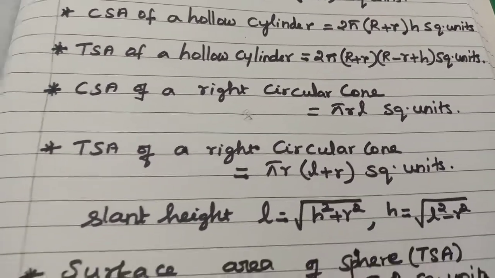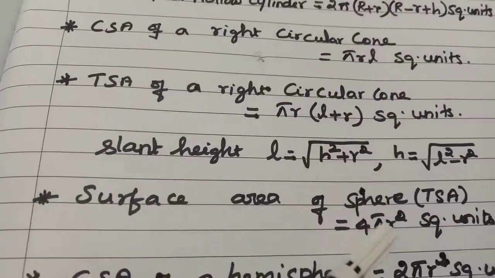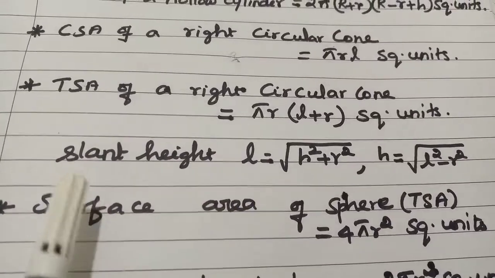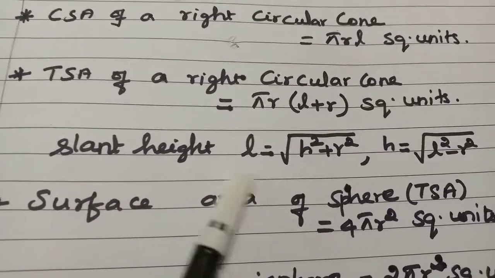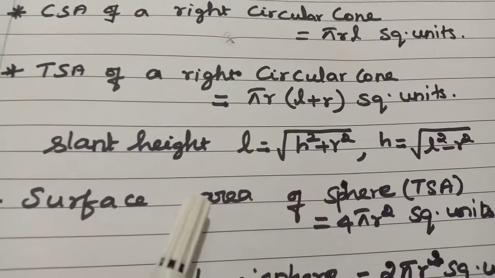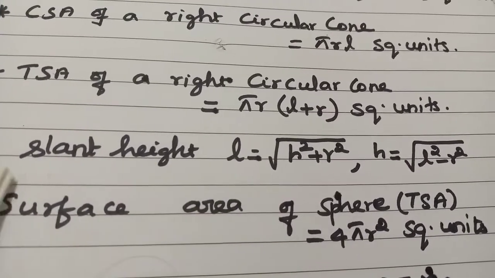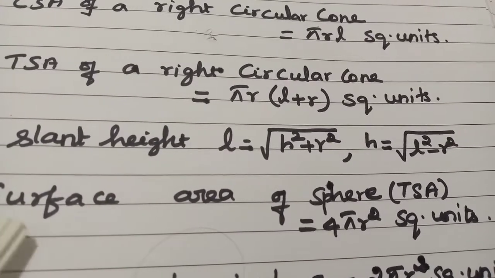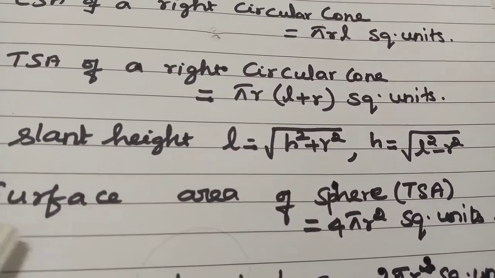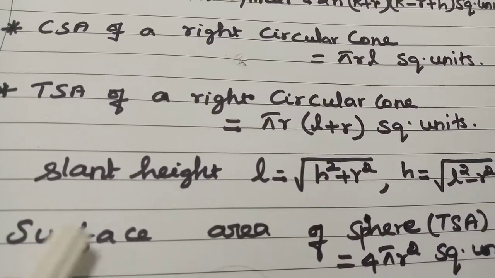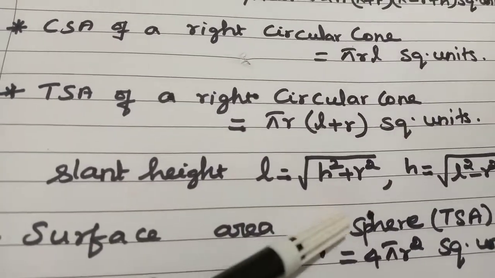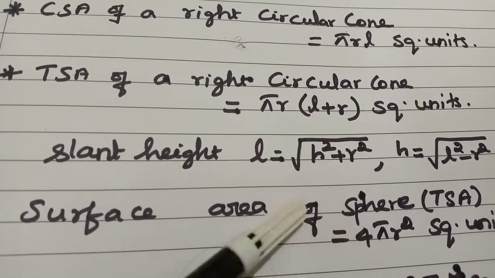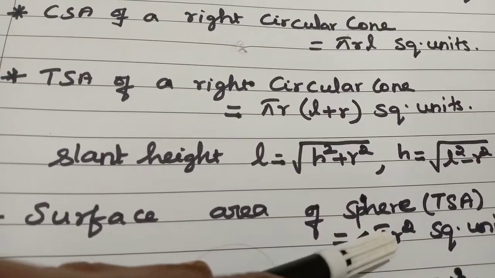Next, surface area of sphere. Surface area means total surface area. If only surface area is given, we have to consider that it is the total surface area, not the curved surface area. Understood, students? Total surface area of sphere formula is 4 pi R square square units.